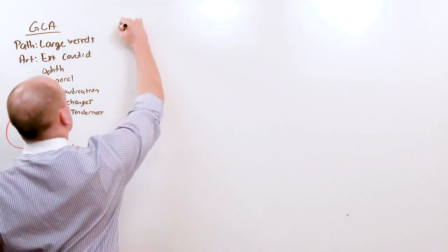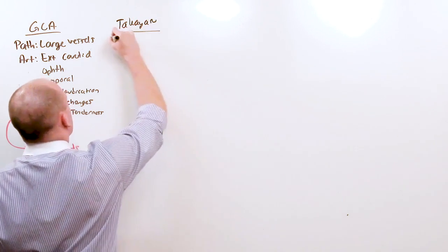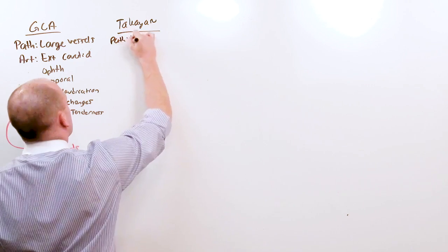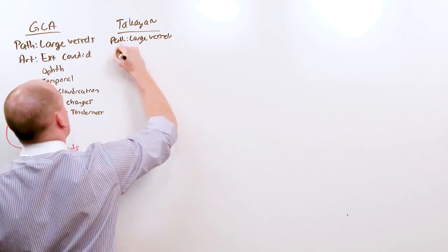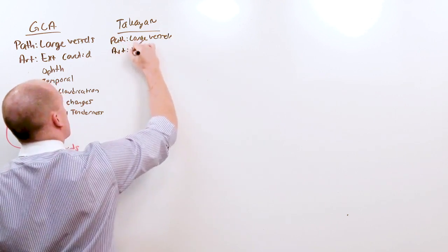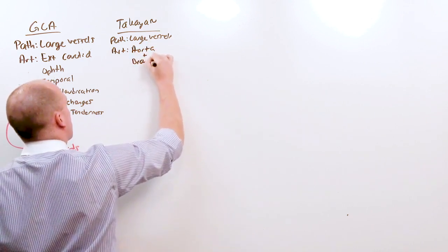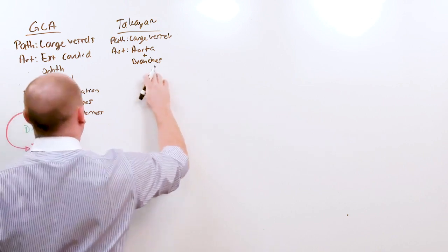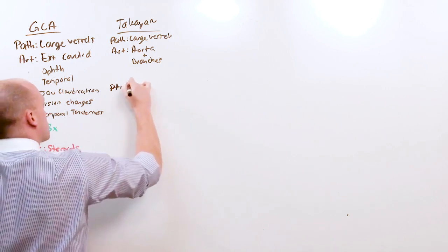Takayasu's, also easy to spot. It's large vessels. The artery involved is the aorta and its branches. And we're talking about the subclavian and the femoral arteries that get involved. The patient is going to present with pulselessness.